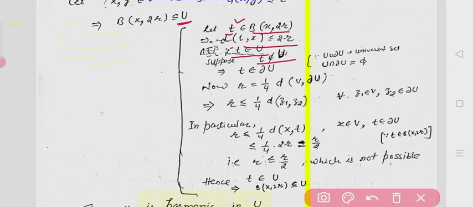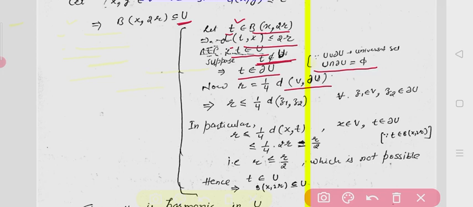Now u is open set, and u union its boundary, so that we are taking the universal set actually here. And we know that u intersection its boundary is empty. Okay, if t doesn't belong to u, so that means t belongs to its boundary, right? And r is given here. We suppose that r is 1/4 of the distance between v and boundary of u.